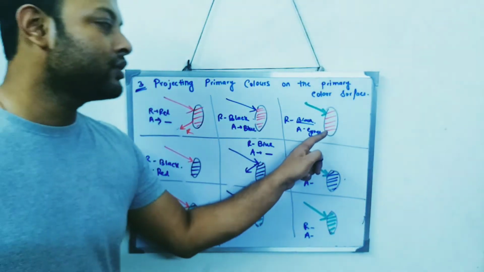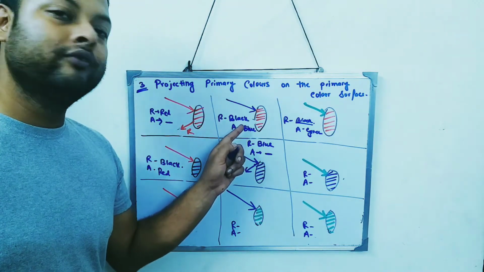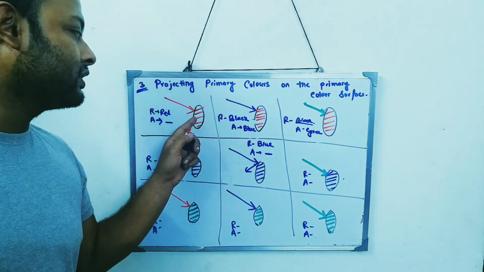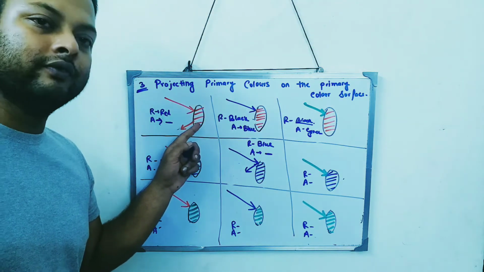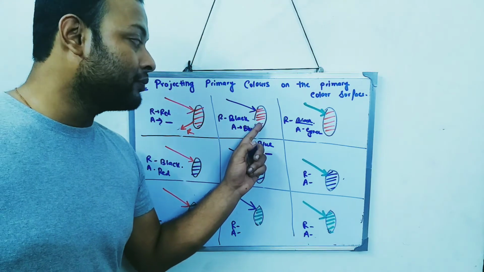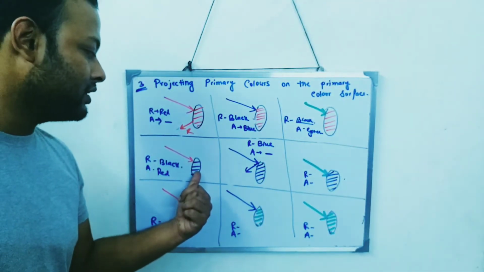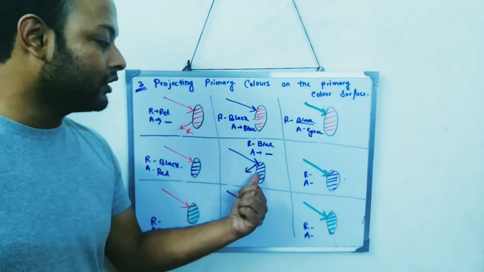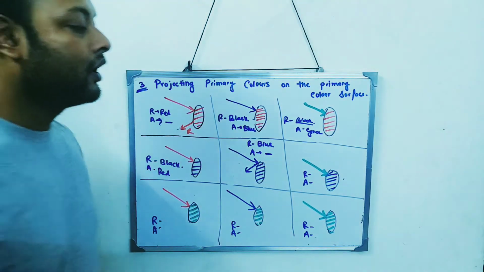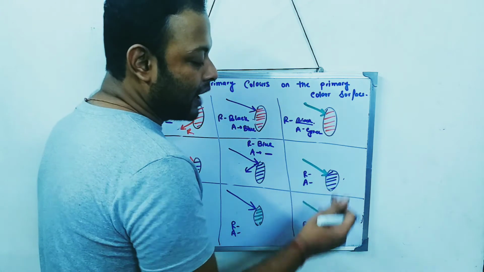Over here the surface will appear black. Over here the surface will appear black. Over here this surface will appear red. So the red surface appears red, the red surface appears black, the red surface appears black. Over here the blue surface appears black, over here the blue surface appears blue only, and over here what will happen? It will absorb the green color.